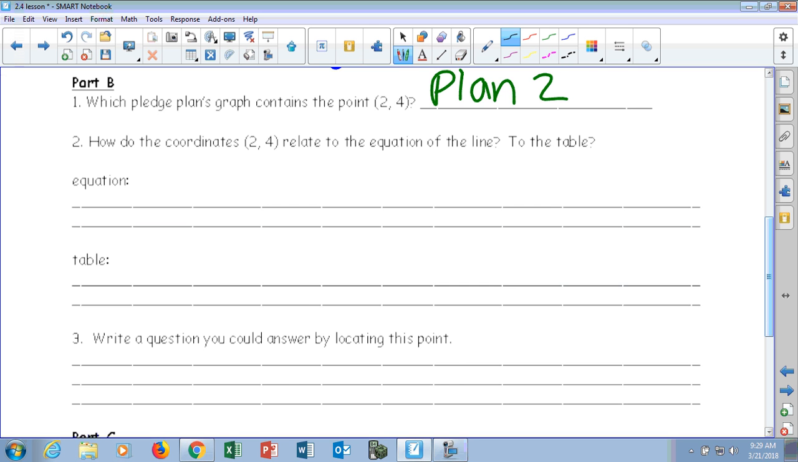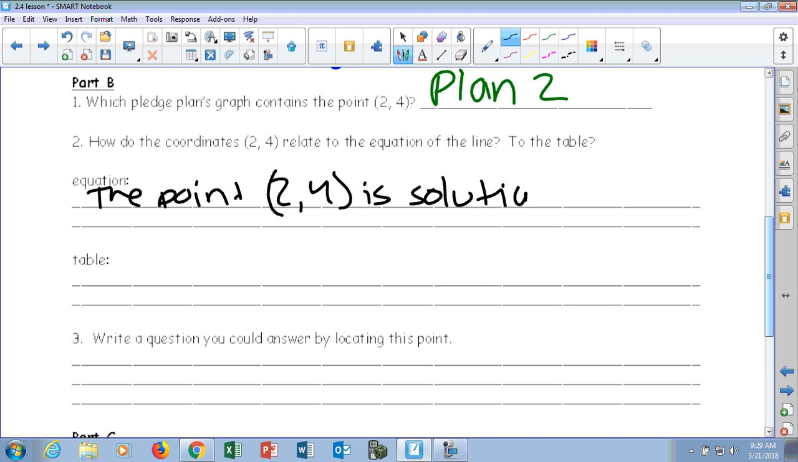Awesome. Good job, guys. Going on to question 2, it says, how do the coordinates (2, 4), we're working with the same coordinates, relate to the equation of the line? To the table, how does it relate? So we're basically saying, what does it mean? When we're looking at the equation, we know that the point (2, 4) is a solution, which means it's a point on that graph, on that line. Solution, we can say, of the equation.